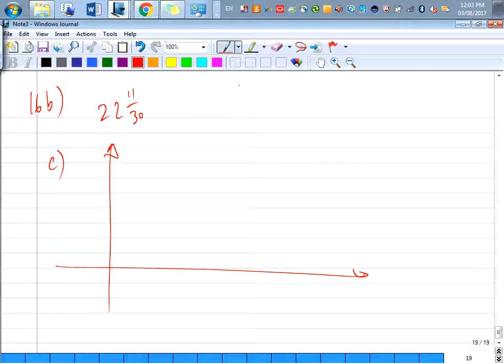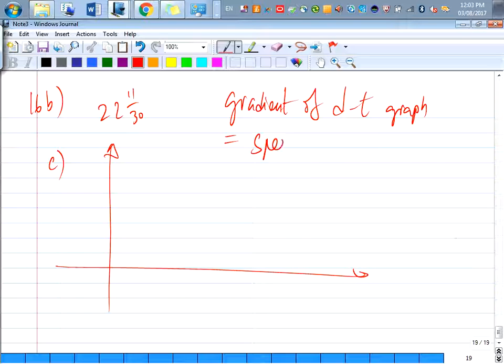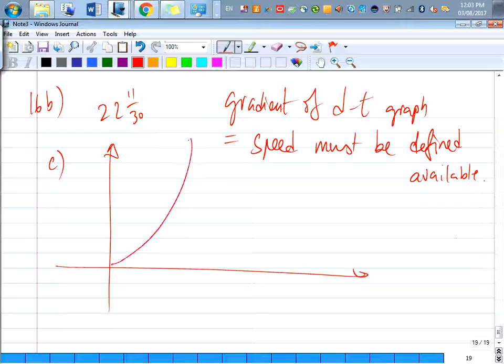Agree? Gradient of distance time graph, which is equals to the speed, must be defined. Meaning it must be available. Okay, there is a value of the gradient. Agree so far? Because we have all the different values for the speed. Okay, how do we find a gradient of a curve?